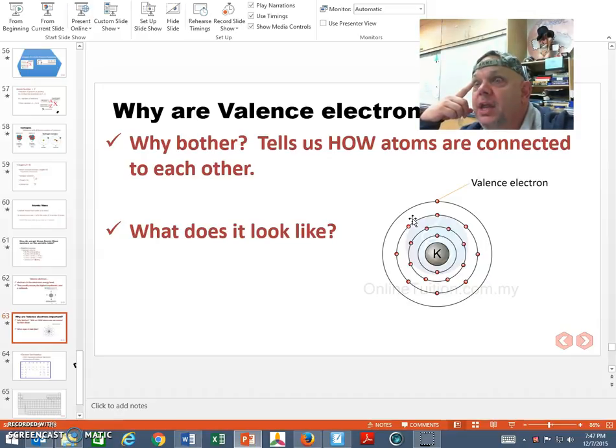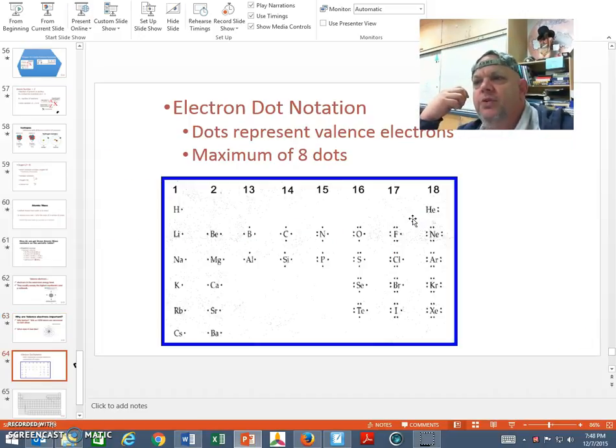4s1. Right, that's your valence electron. That's potassium. It has 1 electron in its valence shell. That means it's going to give away 1 electron. That's it. It's the heart of chemistry. Deal with it. Okay, moving on.